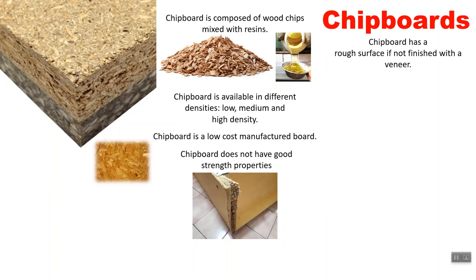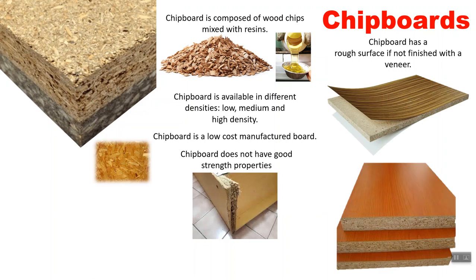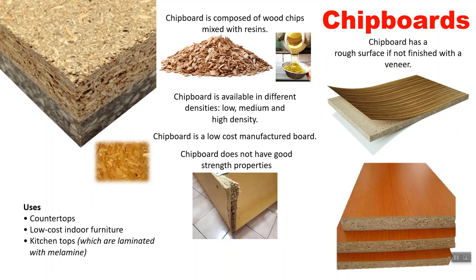So we can add a veneer, a thin layer of wood, onto both surfaces to form a very clean and neat surface. They are often covered with a veneer of hardwoods or even plastic sheets. Some uses of chipboard are countertops or low-cost indoor furniture, even kitchen tops, but kitchen tops are laminated with melamine, which is a plastic, to protect the chipboard.